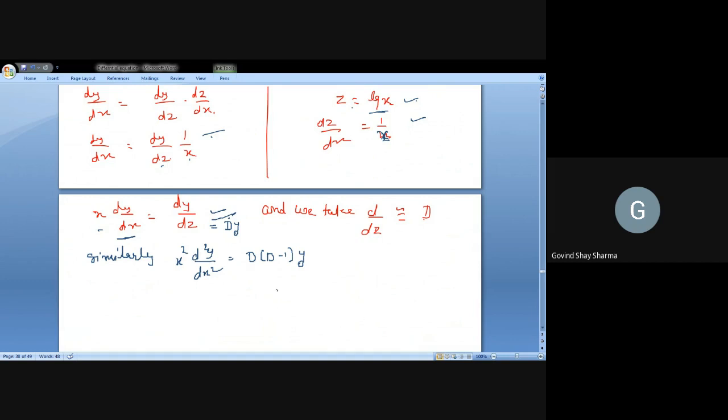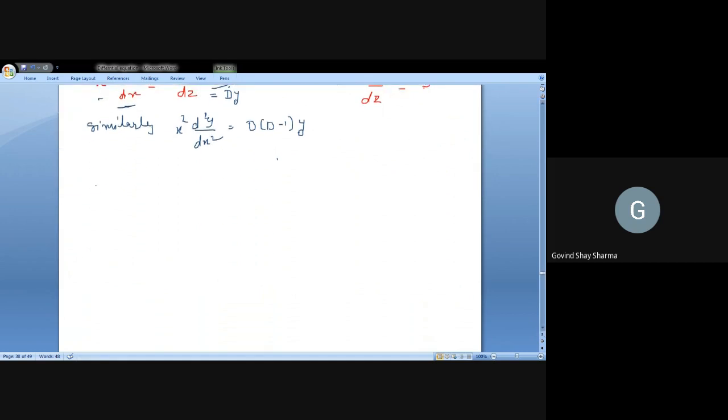Now I take an example. Example first: x square d2y upon dx2 minus 3x dy upon dx plus y equals log x sin log x plus 1 upon x.